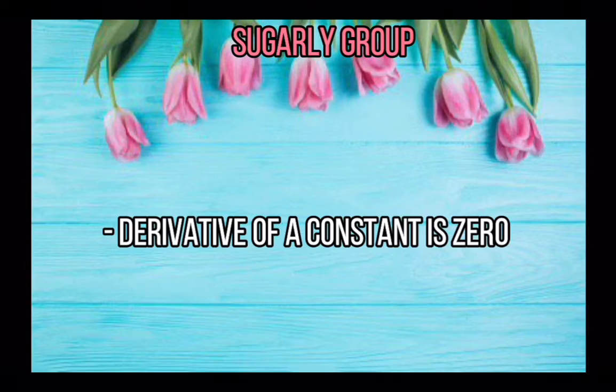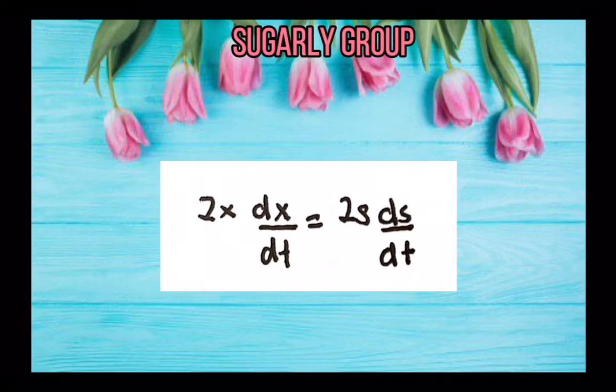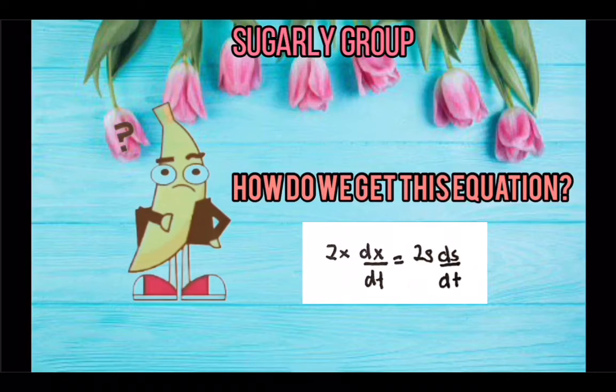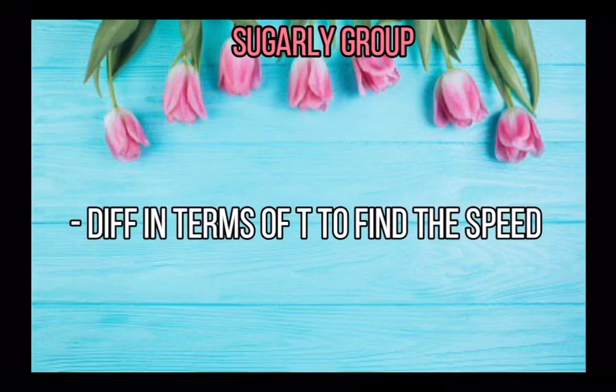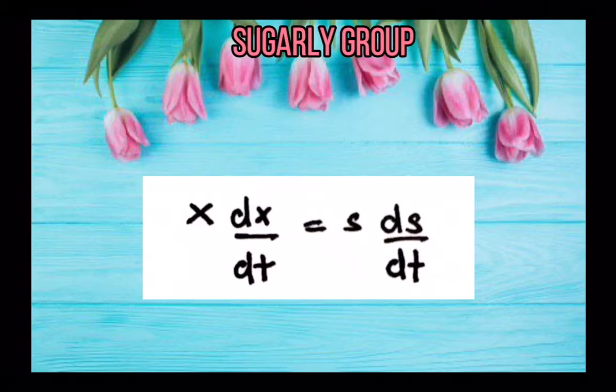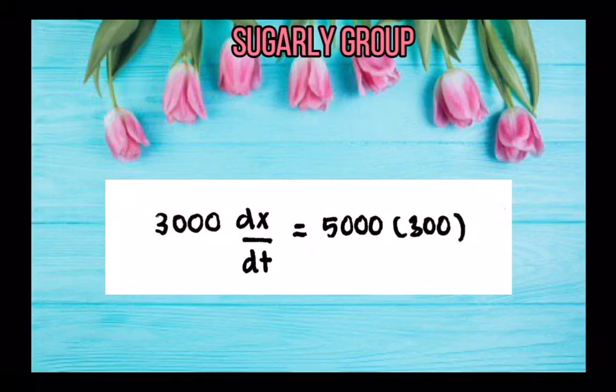So the equation should be 2x dx per dt equals 2s ds per dt. How do we get this equation? We differentiate in terms of t to find the speed. Then we can cancel out the two numbers, so it'll be x dx per dt equals s ds per dt. Now we can replace the equation with the given numbers. So it will be 3000 dx per dt equals 5000 times 300.